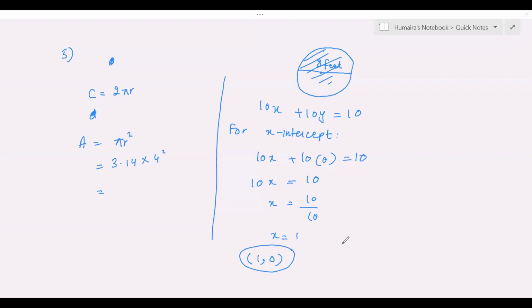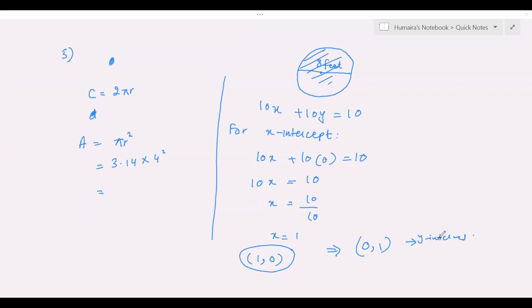Is that clear? And then if it asks for the y-intercept, you just put a 0 in the place of the x. Exactly. So for this problem specifically, you would get 0, 1 as your y-intercept. Okay. That makes sense.